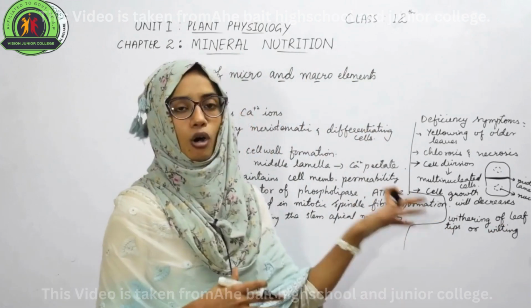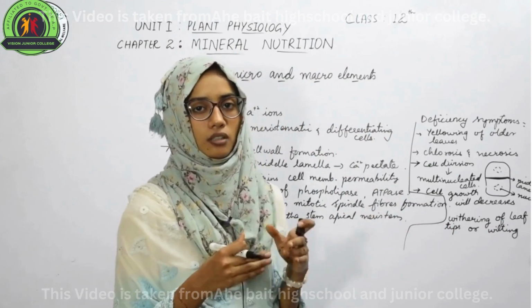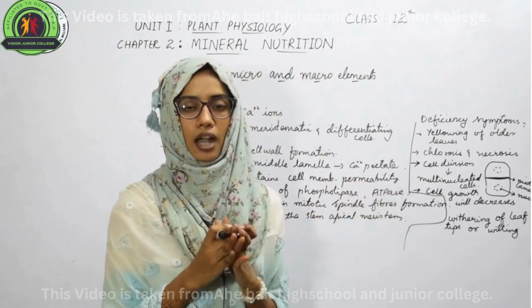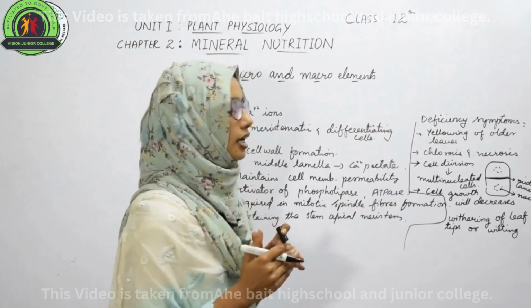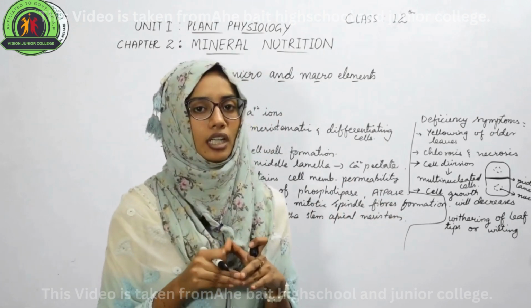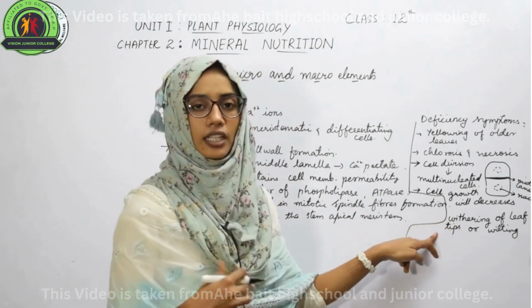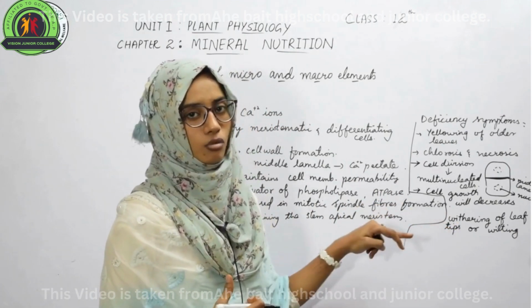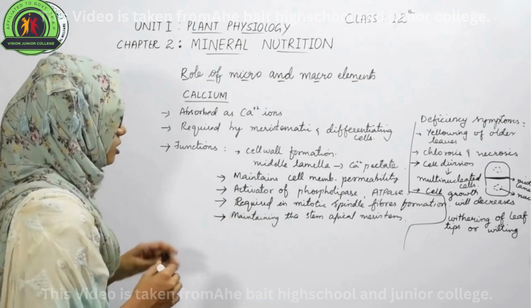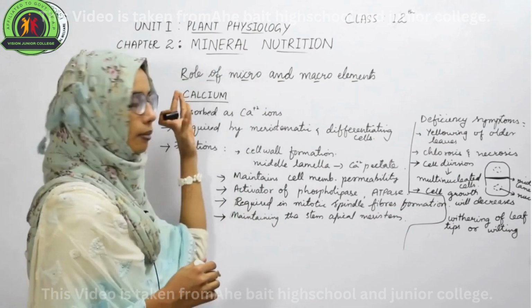If wilting or withering of the leaf tips is seen in the plant body, then the economic value of the plants and their parts is going to decrease. The withering of the leaf tips bends the structure of the plant and reduces the economic value. So, this is about the element calcium.